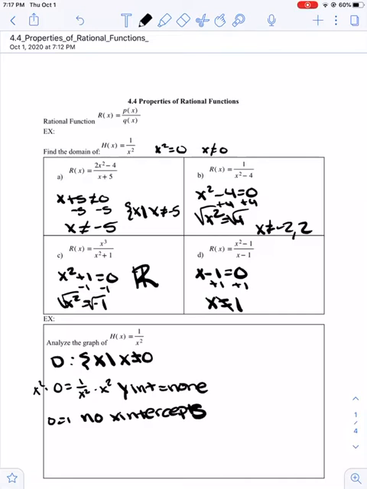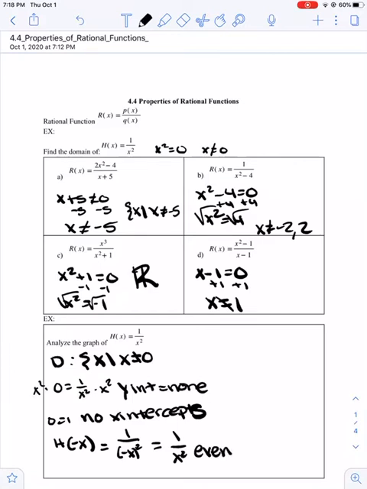Lastly, we're going to determine if this is an even, odd, or neither function. So let's try even. So that's when h of negative x would equal, plug in that negative, and that still equals 1 over x squared. So this is an even function.